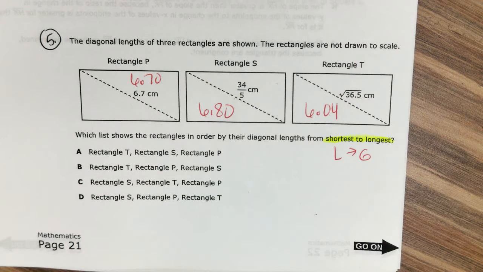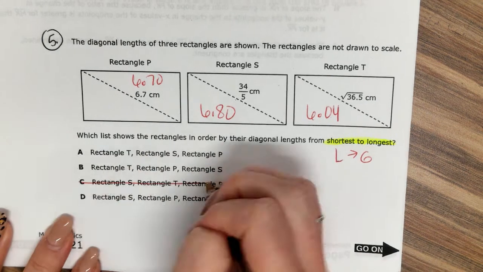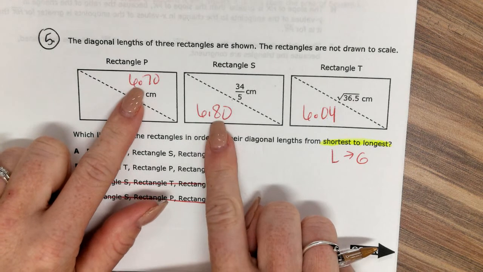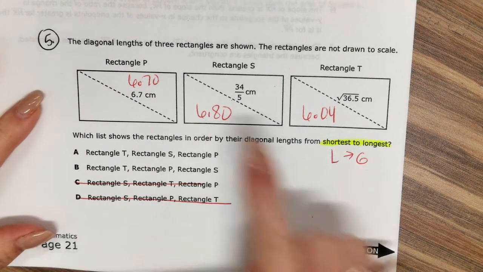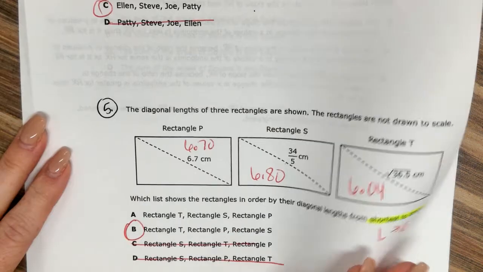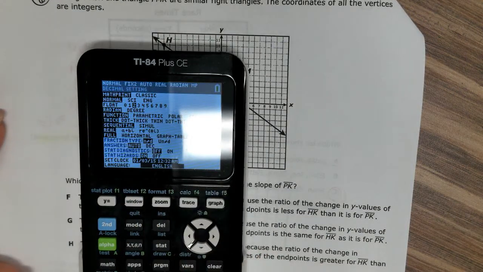So which one of those is the least amount? 6.04, rectangle T. So C and D are out. Then out of these two, which one is the least? Rectangle P. So the answer was B. Now, before I move on, I want to make sure I have gotten out of mode float 2 so I don't mess myself up on another problem.